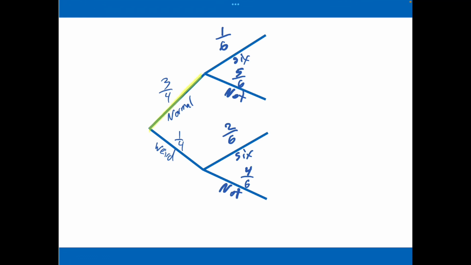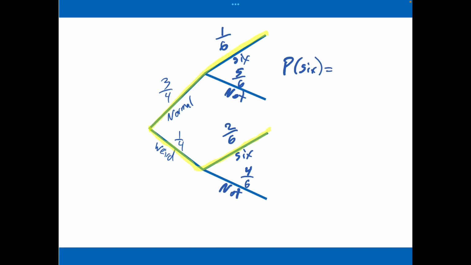I could have collected a normal dice and then had it roll a 6, or I could have gathered the weird dice and then had it roll a 6. So I'm looking at 2 of my branches that describe how to get a 6 on this problem. Once I have those 2 branches identified, finding the probability of getting a 6 is the same as finding the probability of each branch and adding them together. So my probability of getting a 6 looks like this.